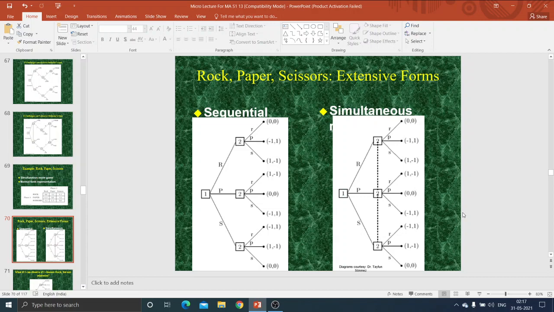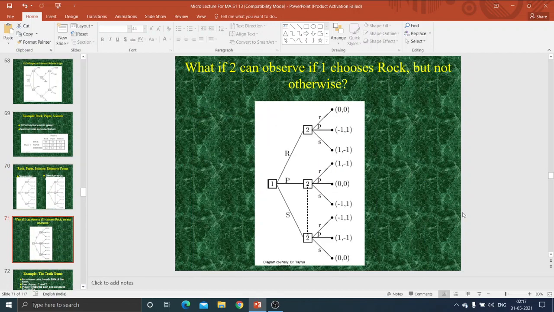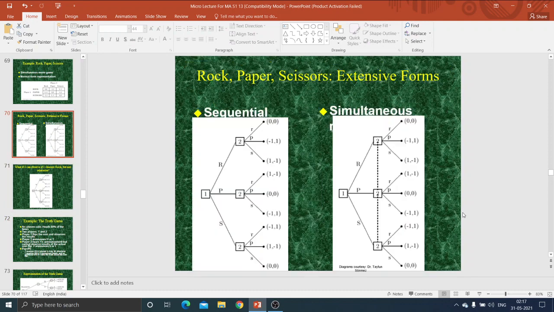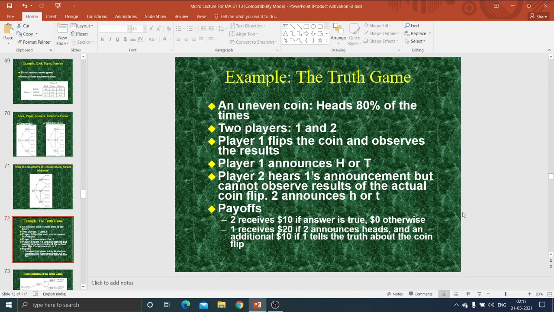Now if you play the same in sequential form, you have this particular thing, and if you do the same in simultaneous mode, you'll also have this. I have already discussed this. So you have an information set here, there is no information, as it happens simultaneously. Now if player 2 can observe, if player 1 chooses rock but not otherwise, then also there is an information set. So one has an information set, the other doesn't.